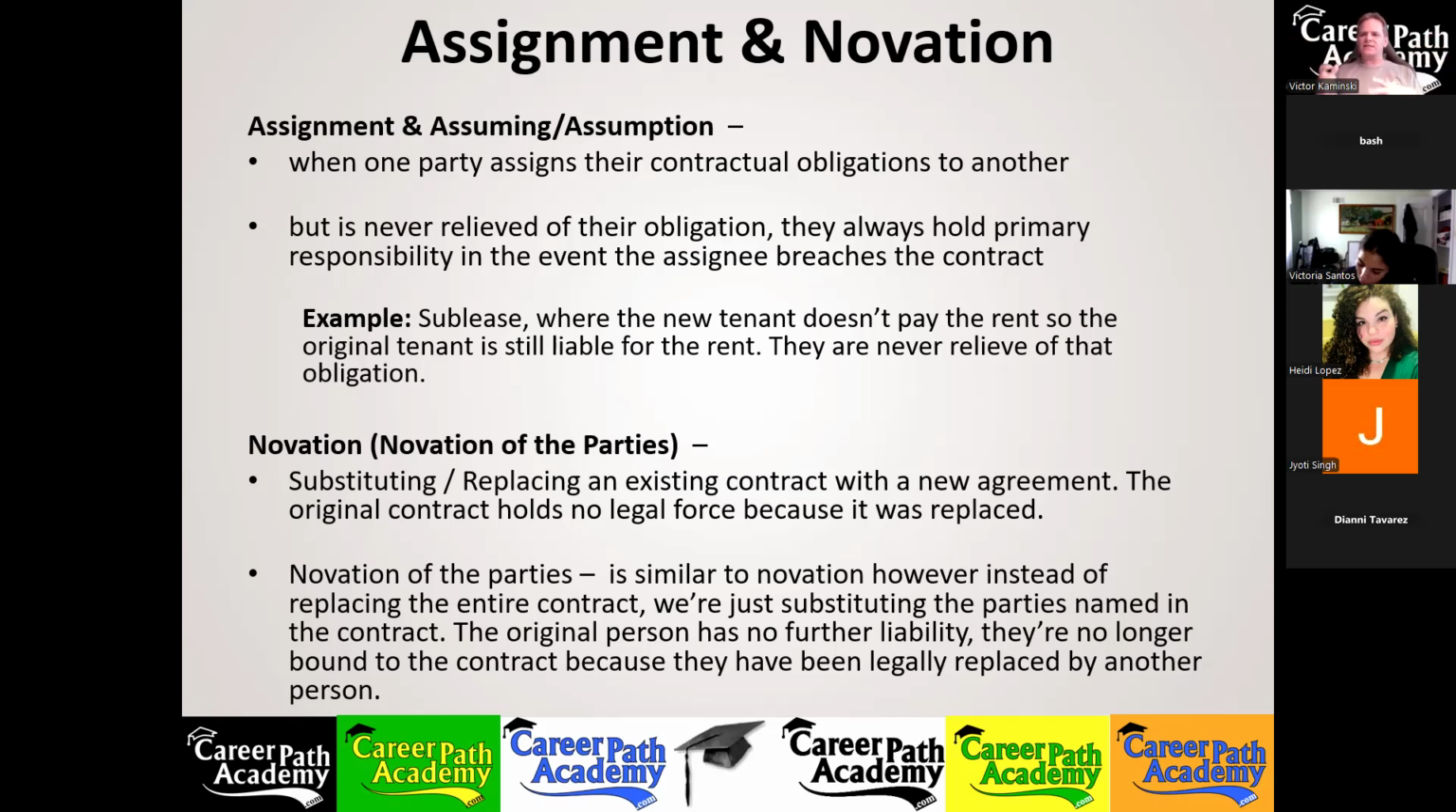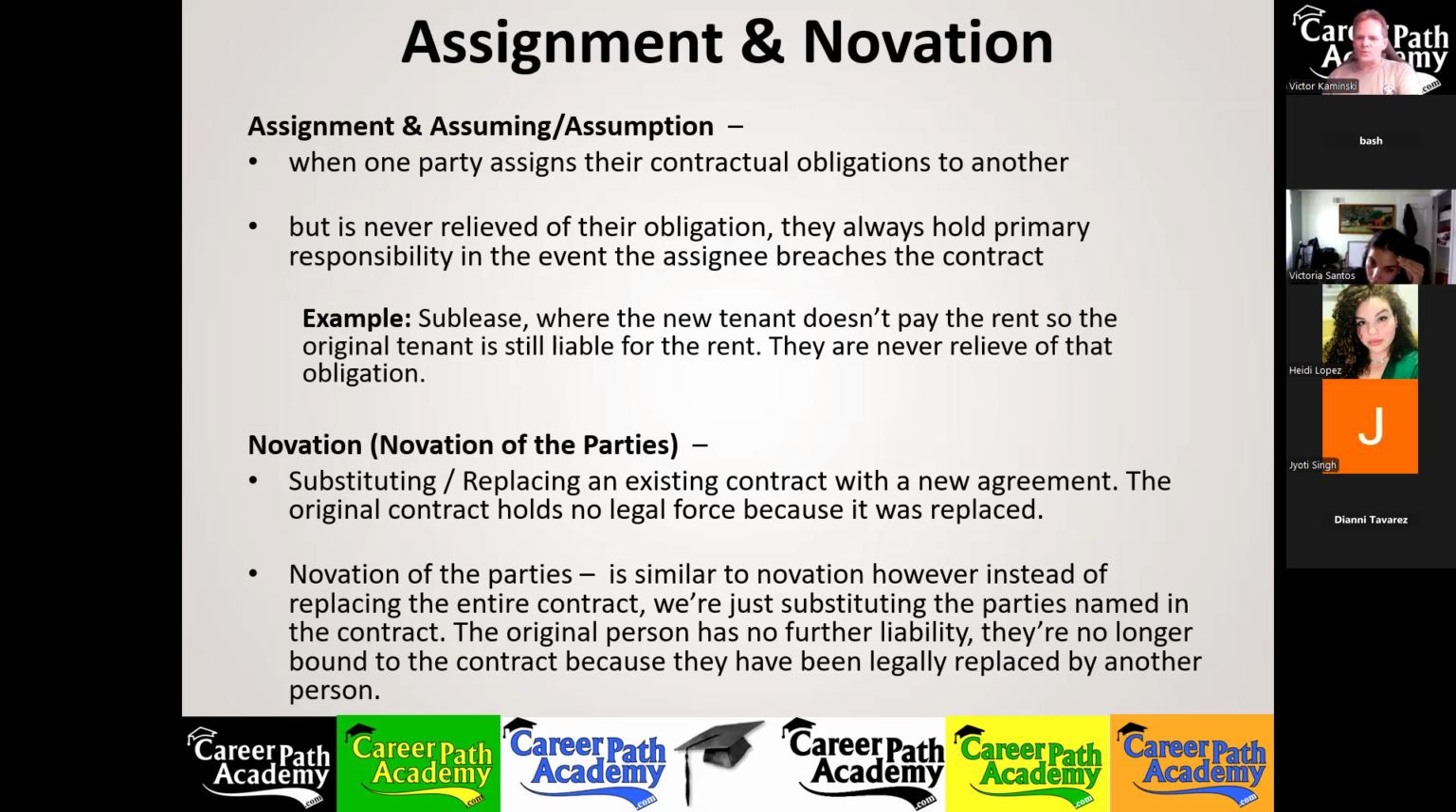Now, novation is a way you could replace that lease contract, in that same example. You could formally replace a person named in a lease. That's known as novation of the parties. Or you can replace the contract with an entirely new one. That's simply novation: replacing an existing contract with a new agreement, so the original agreement has no further legal force because it was completely replaced by a new one.